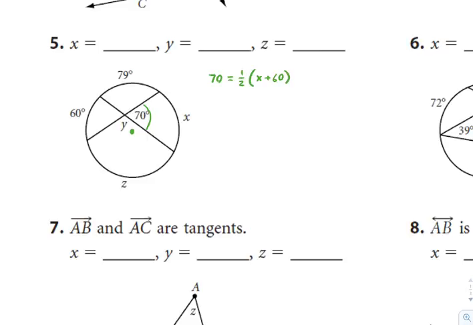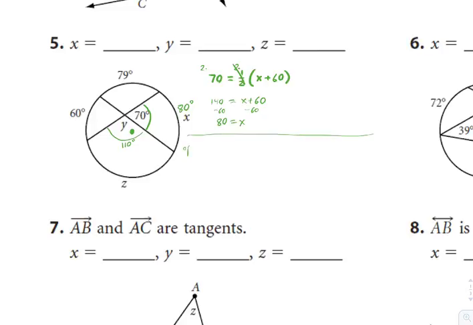Rather than distribute in a half here, and I'm going to make my pen a little thinner, rather than distribute in a half, I'll multiply by 2. So I have 140, this cancels, equals x plus 60. So minus 60 minus 60, we get 80 is equal to x. Okay, so once this is 80 degrees, we got 2 ways to go about this, right? We could either know that y must be the supplement, because there's a straight line there, so 180 minus 70, this must be 110.